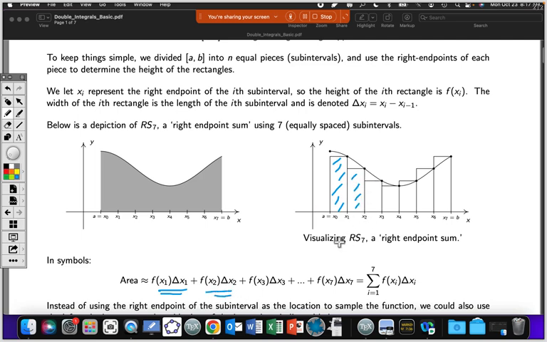All right. So once again, the big idea is we chopped up the domain into pieces. We sampled the function at points within each of those little pieces, and then we added them up. And in this case, we're adding up the area of rectangles, which approximated the area under that curve.